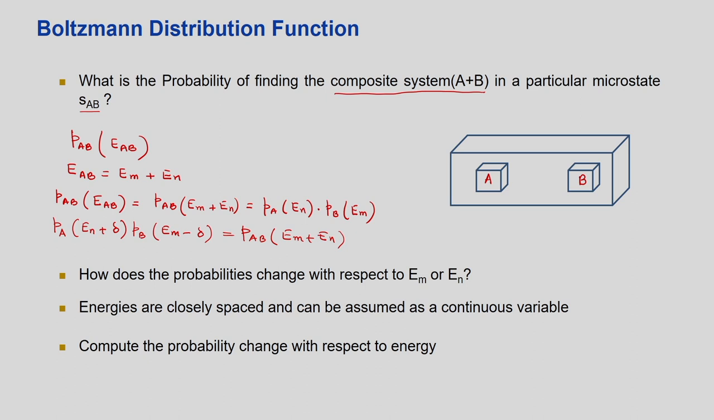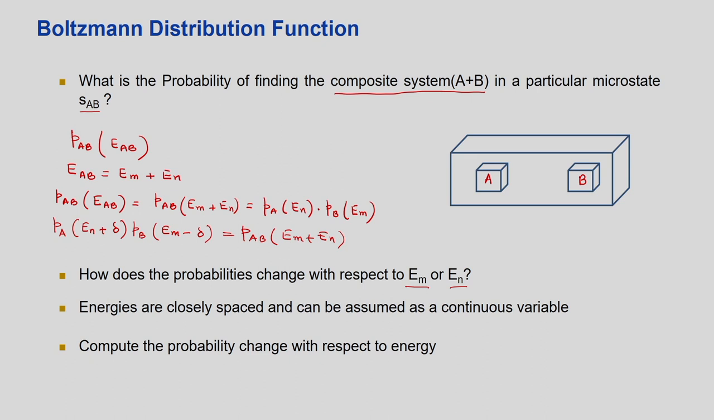So the next question that comes is how do these individual probabilities, or the overall probability, change with respect to Em or En? We have to take a derivative of the overall probability, that is PAB, with respect to either of these energies, either Em or En. If we take Em, we take En as constant. If we take it with respect to En, we take Em as constant. So both ways we will do. But the question has to be asked, can we do that? Because this energy is not a continuous variable, it is a discrete variable.